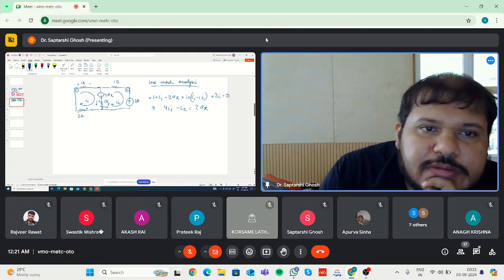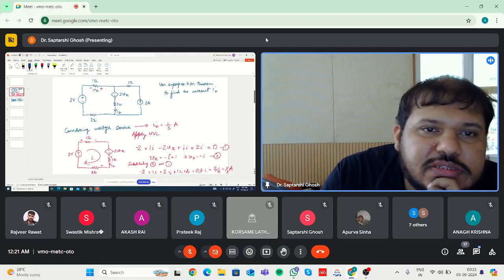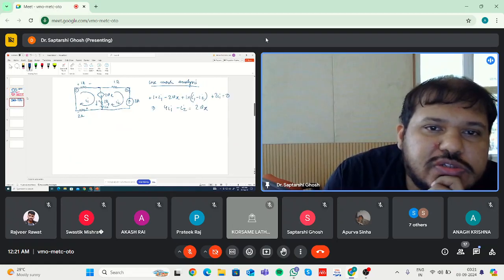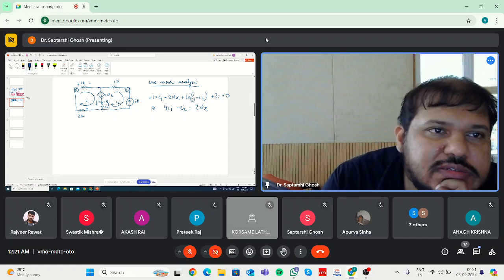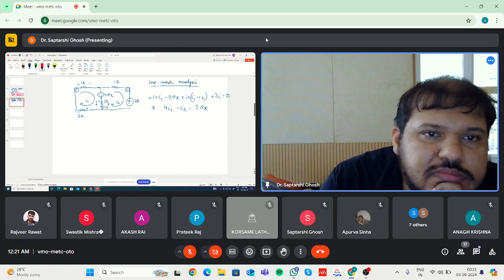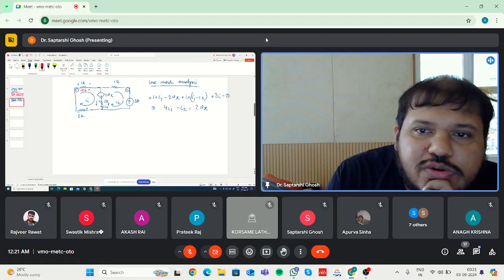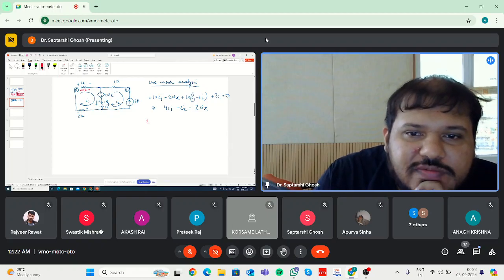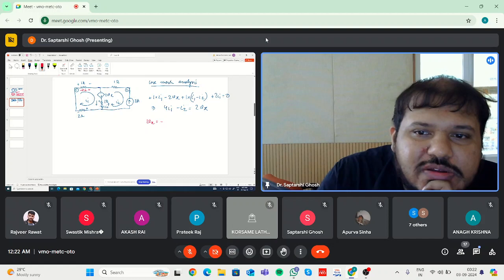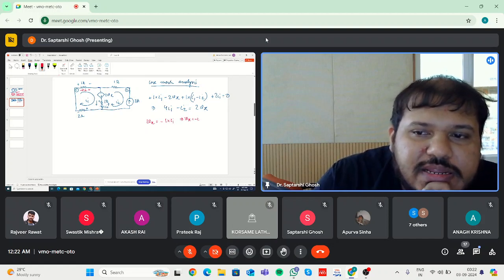Now what will be Vx? In the figure, Vx is denoted like this: this is plus, this is minus. So considering this direction of I1, according to your convention, whatever direction of current you have considered, in that case Vx will be equal to minus of 1 multiplied by I1. So Vx will be minus I1.